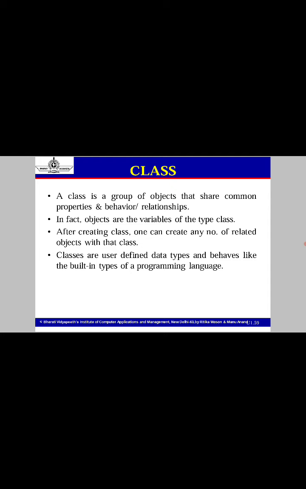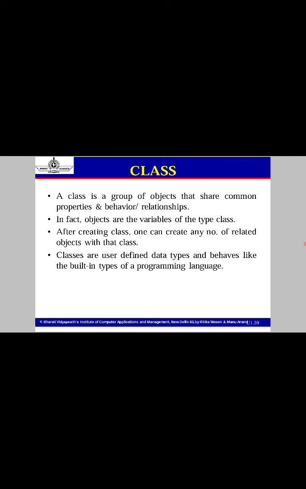A class is a group of objects that share common property, behavior and relationship. In fact, objects are the variables of the type class. After creating a class, one can create any number of related objects with that class. Classes are user defined data types and behave like the built-in types of a programming language.